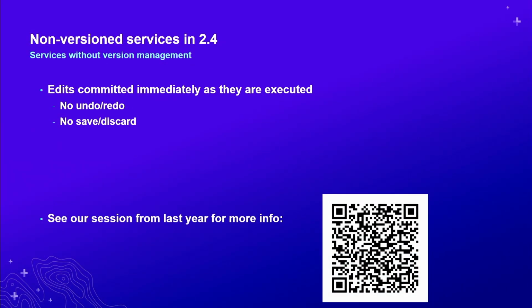When editing non-version services in previous versions of Pro, your edits were always committed as they occurred. There was no undo or redo, there was no save and discard. For more information on some of the nuance here, you can see our session from last year. I've included this QR code at the bottom, and it will take you to our presentation from last year with some of the more technical details on some editing scenarios in 2.4 as well.